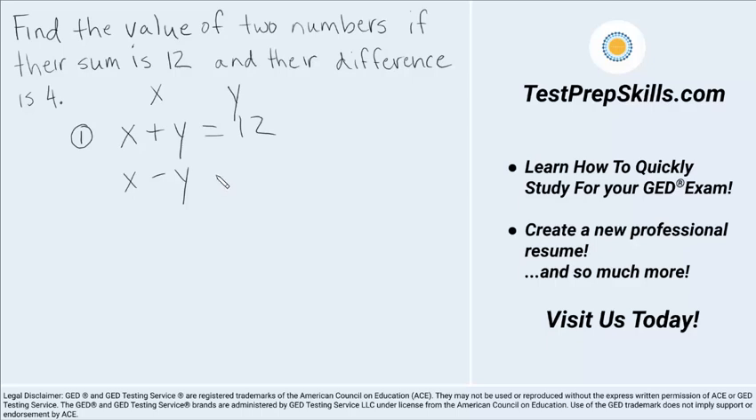Because we're looking for two numbers, but we don't know which one is larger than the other, okay? We're not given any more information saying maybe x is larger than y or vice versa. So it does not matter how we write this, which order we write it. x minus y, y minus x. In this case, it doesn't matter, okay? So we know that the difference between x and y is equal to 4. So that gives us our second equation, x minus y equals 4. So now we have our system.